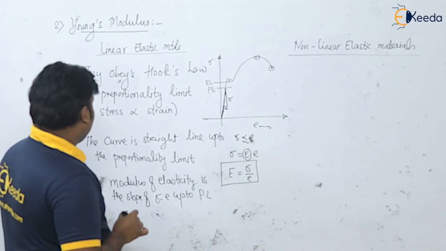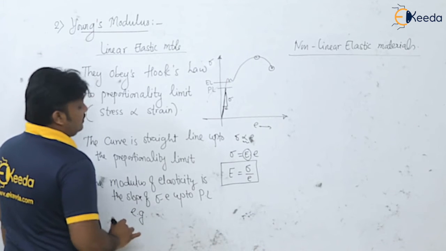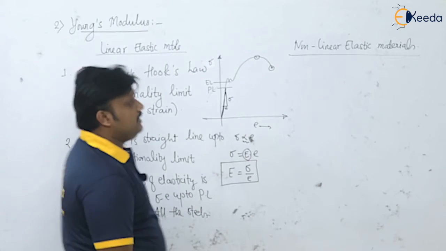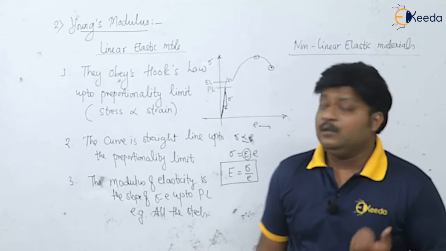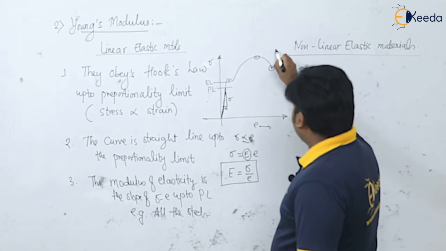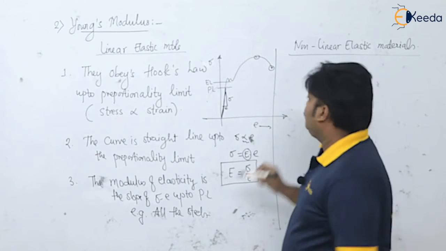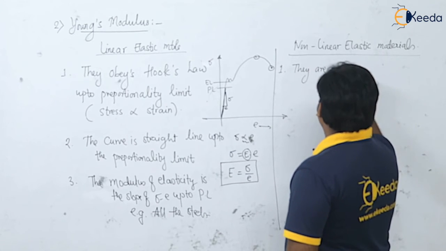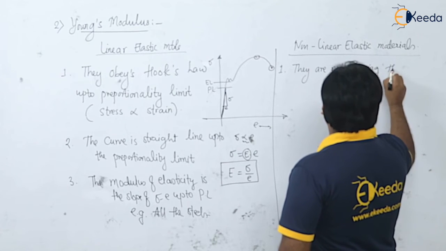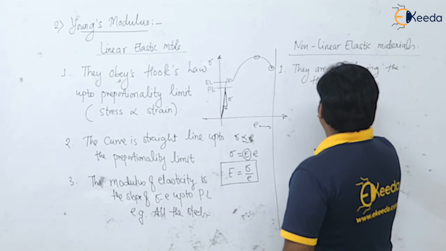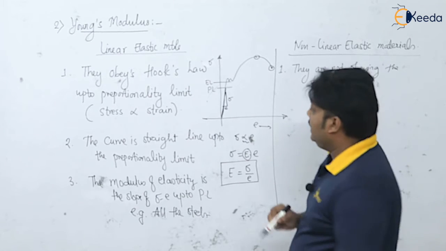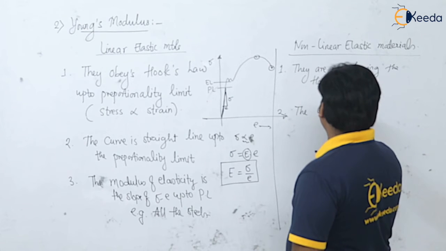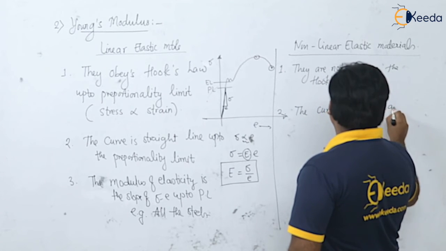So generally, examples of this linearly elastic material include all the steels, which generally fall in the linear elastic material category. But if we look at these non-linear elastic materials, the very first thing is that they are not obeying the Hooke's law, isn't it? Second thing, the curve is not linear, isn't it?